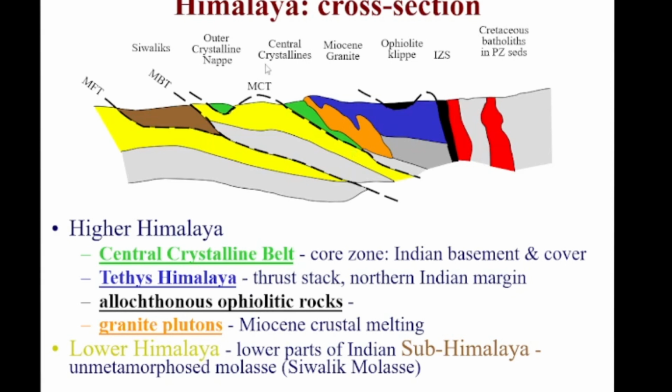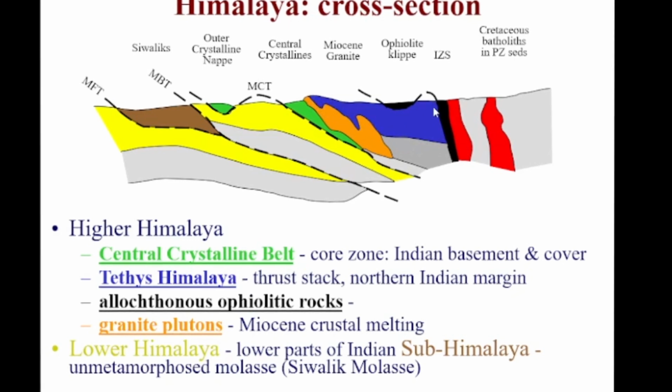And in this zone, you can see the greenish color. These are the crystalline beds. What they contain: core zone, Indian basement, plus cover. These are the sediments, the rocks that particularly exist within that zone. And then we have the Tethys Himalayas. What are they and what do they contain? Actually, this zone is the Tethys Himalaya.